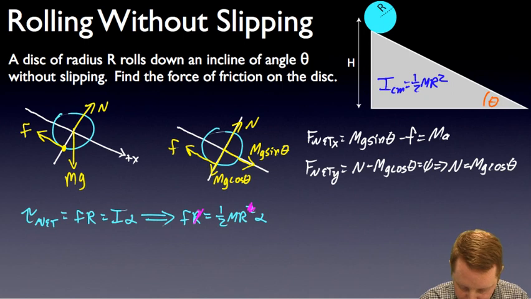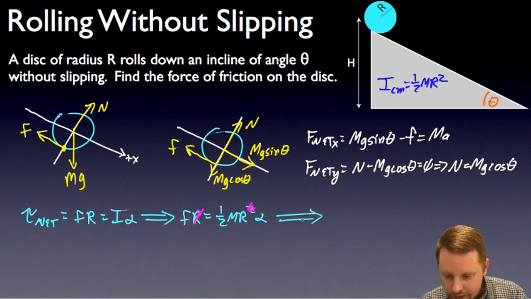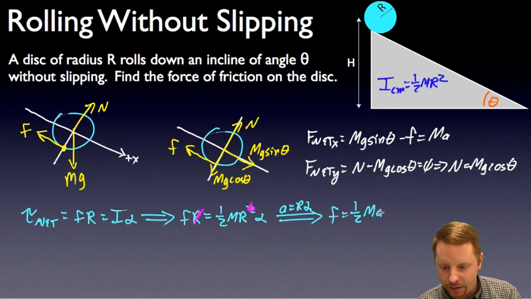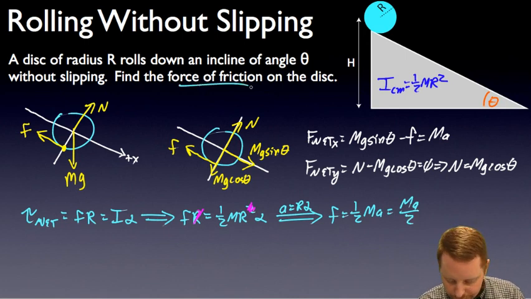And we also should know that a is equal to r alpha. So r alpha I can replace with linear acceleration a. So what I get is F equals 1/2 ma, or ma over 2. So we know friction is ma over 2. But we're trying to solve for the force of friction, and that really doesn't tell us a whole lot yet.